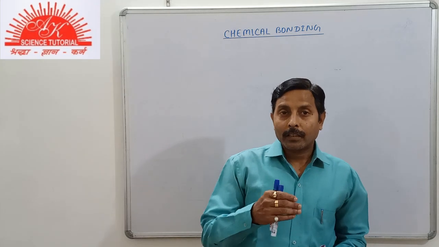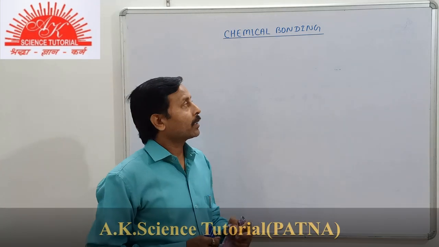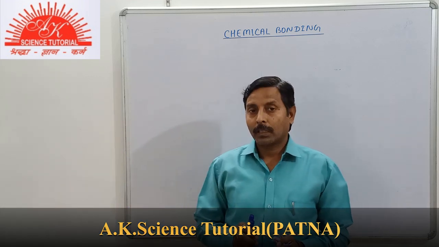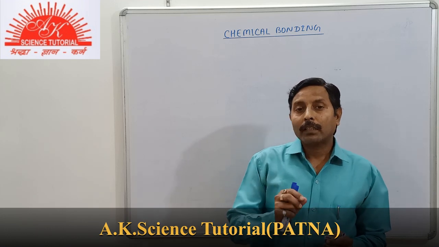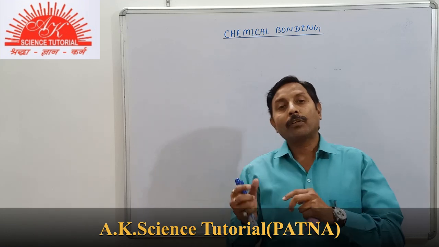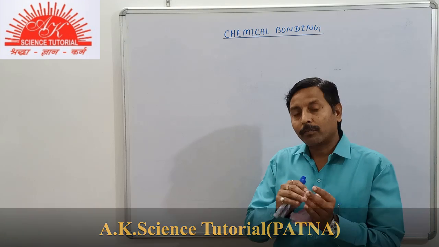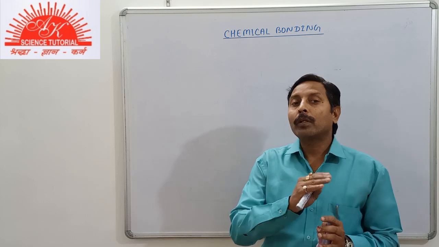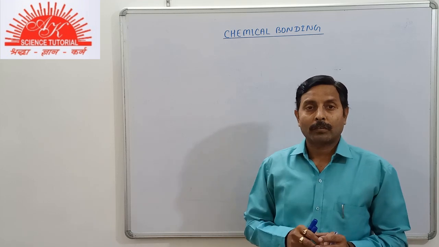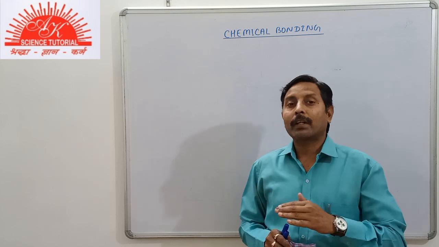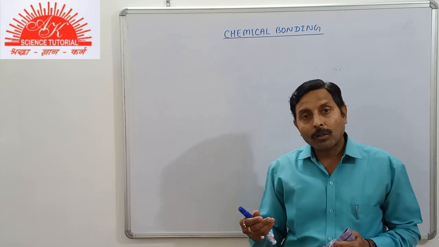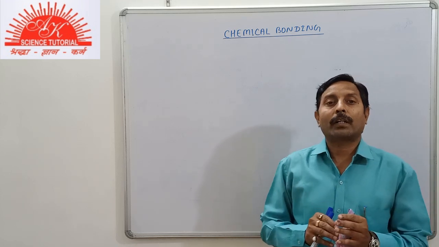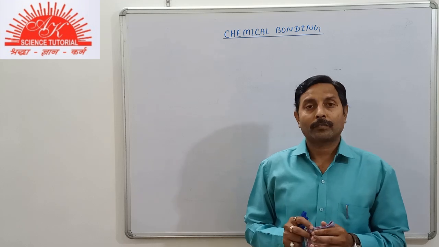Students, in the previous video you studied the ionic bond, or electrovalent bond. You have seen that it is formed by transfer of electrons from one atom to another, and it was formed between a metal and a non-metal. Metal loses electrons and forms a cation. Non-metal gains electrons and forms an anion. And the electrostatic force of attraction holds them together.